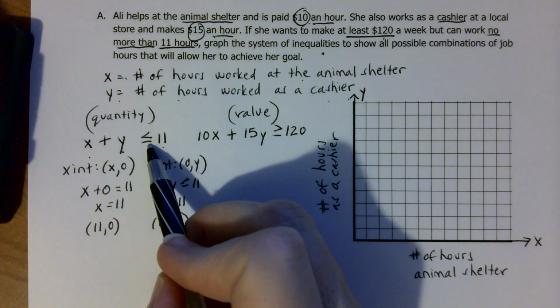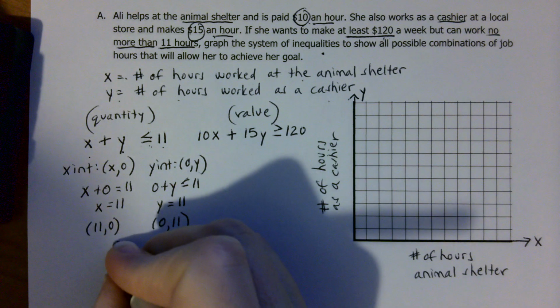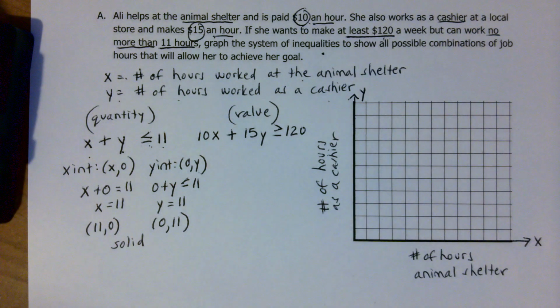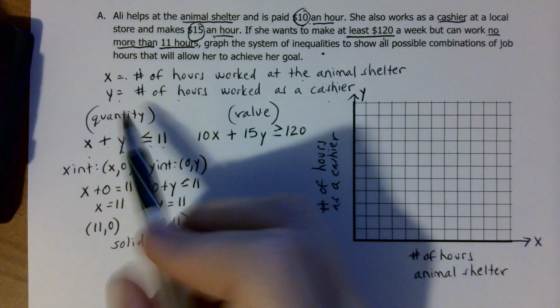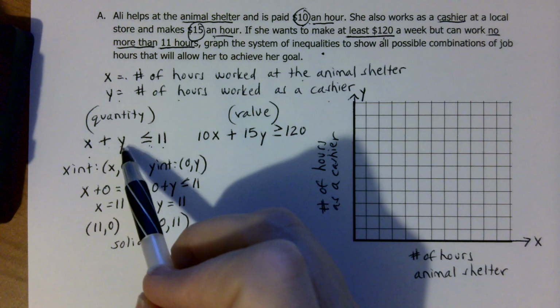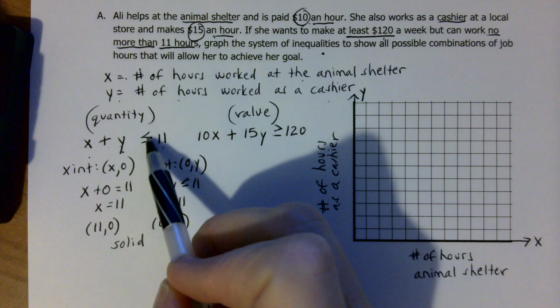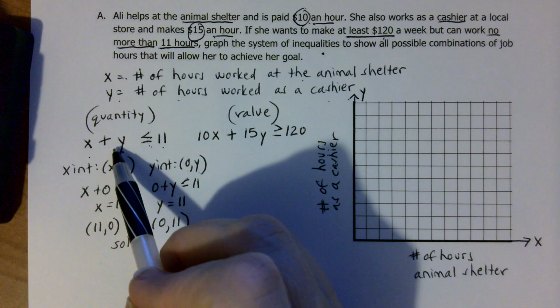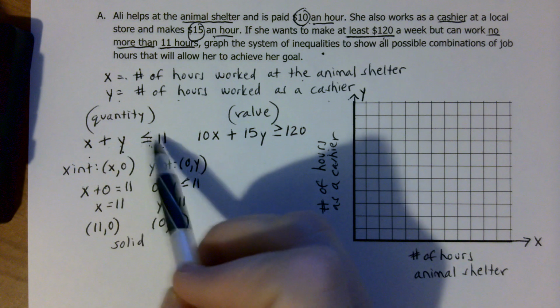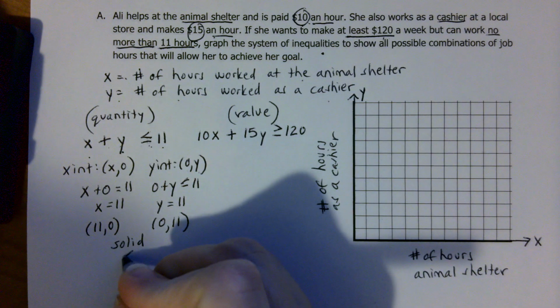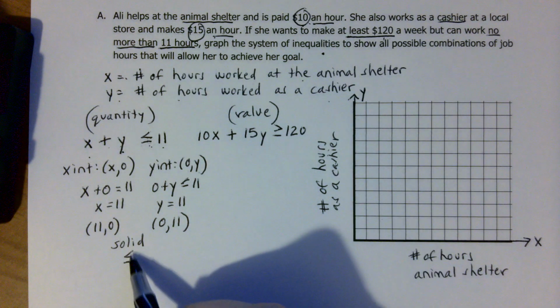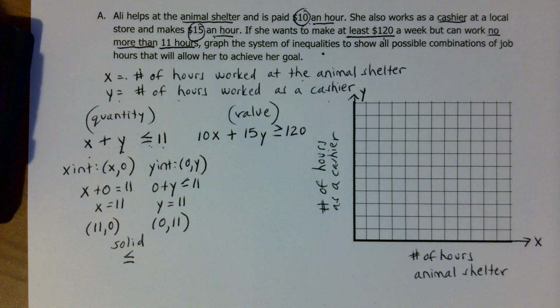Because this has an equal sign underneath, we know it's going to be solid. And because y is positive, if I was going to isolate y, I would not have to reverse the symbol. I would only do that when y is negative. So that means our inequality symbol remains the same. We're going to graph less than or equal to.